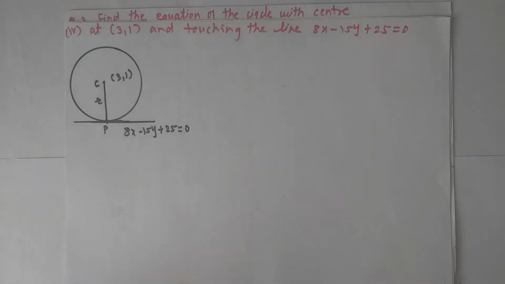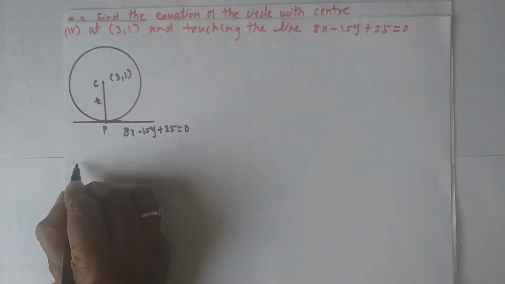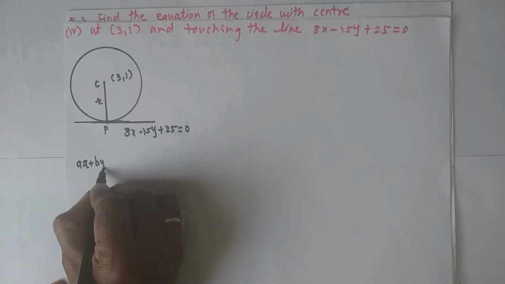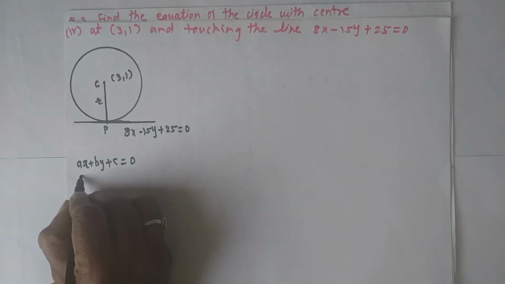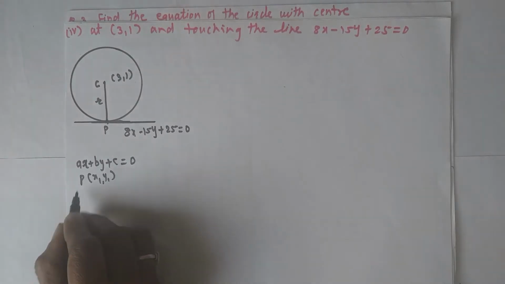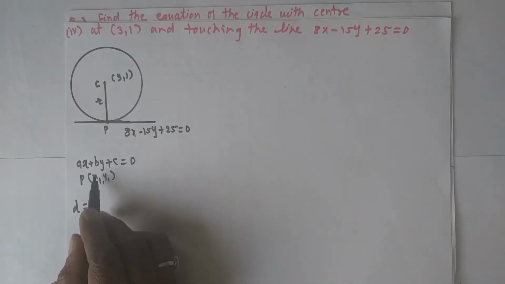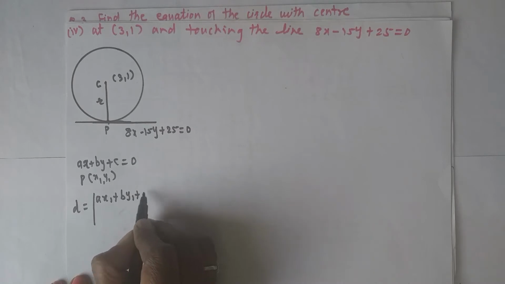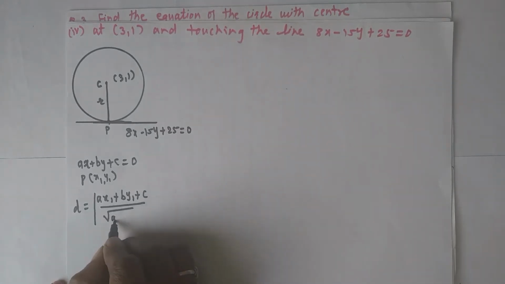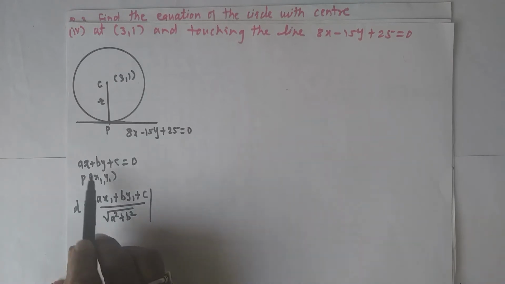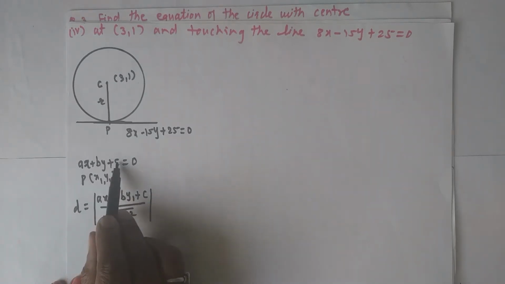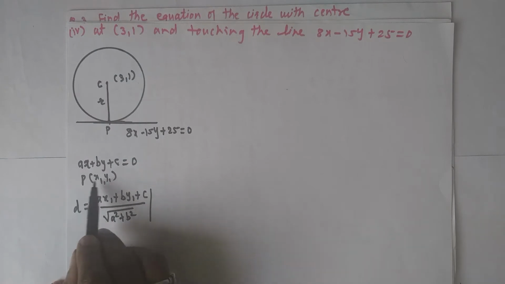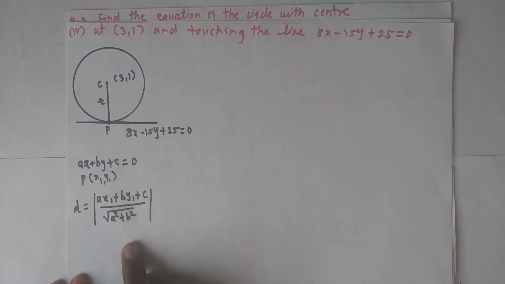Now in our previous chapter on the straight line, we have studied how to find the distance of a point from a line. And what is that formula? See here, if the equation of line is ax plus by plus c is equal to 0 and the point is P (x1, y1), then the distance between the point and this line is given by |ax1 plus by1 plus c| divided by under root a square plus b square, where a is the coefficient of x, b is the coefficient of y and c is the constant, and x1 and y1 are the coordinates of point P. Okay, we will use this formula.